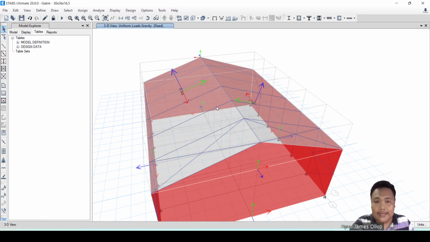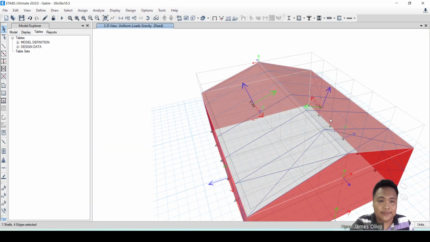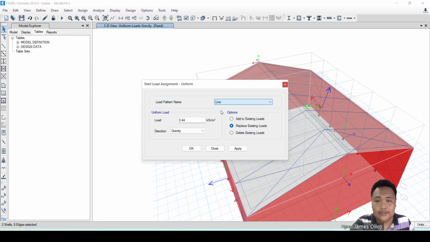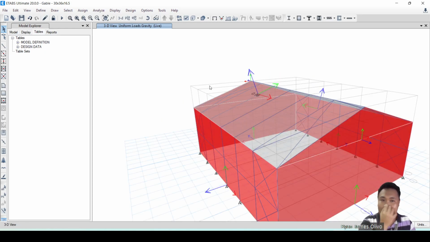Okay. Then next, as you can see, gravity load 0.44. Okay, next we apply the live load. So assign shell loads, uniform loads, then live load. So live load is 0.96 and apply it as a gravity load. Then apply, okay. So all in all, our load patterns have been inputted here. Now it's the load cases. Later, in a separate video, we'll try to consider load combinations.